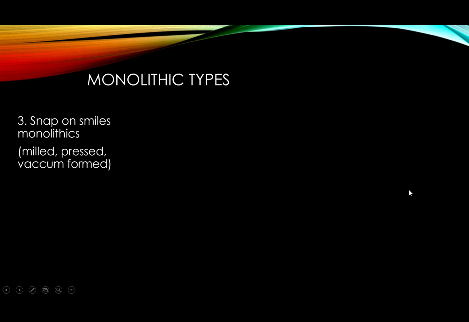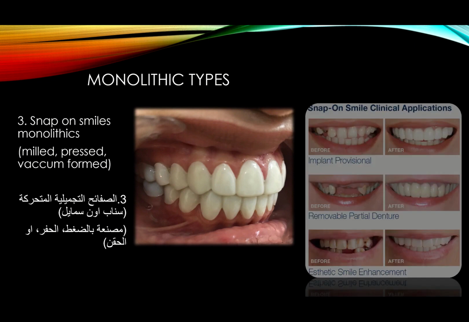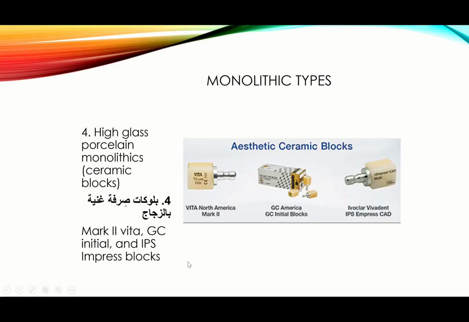In certain areas, it's just a removable smile, all right? So in certain parts of the world, it's famous. It's milled, pressed, or vacuum formed. This one was vacuum formed, just like the bleaching tray or the soft night guard. You just vacuum press it, all right. You can use it for implant provisionals, removable partial dentures. Most people use it for aesthetic smile enhancement for certain occasions, all right. It's like a cheap solution. Now we get into the real stuff.